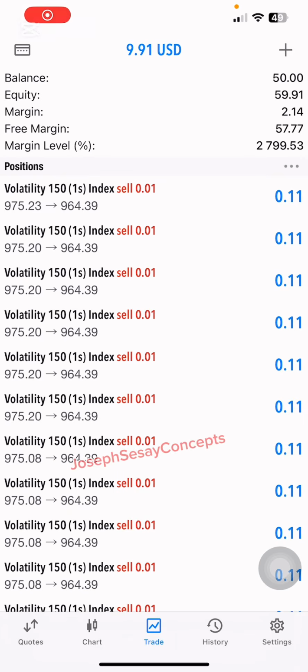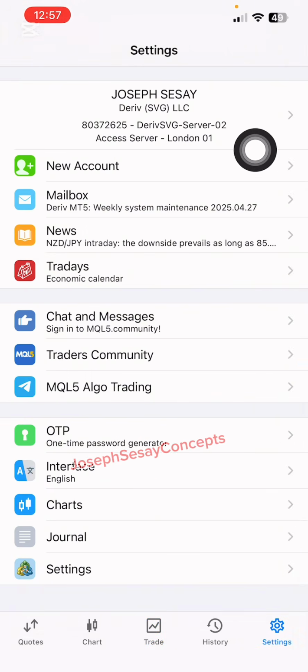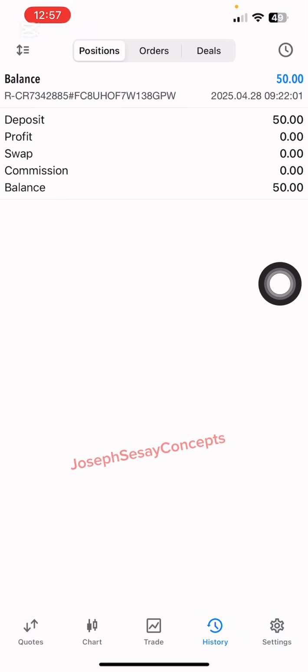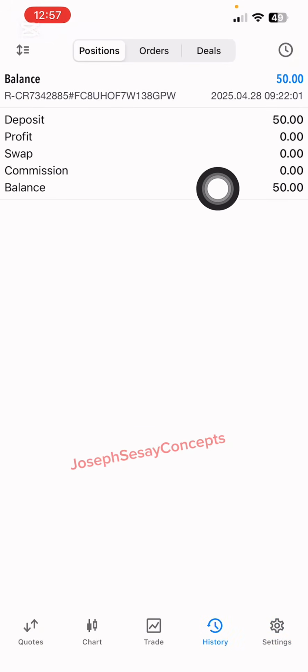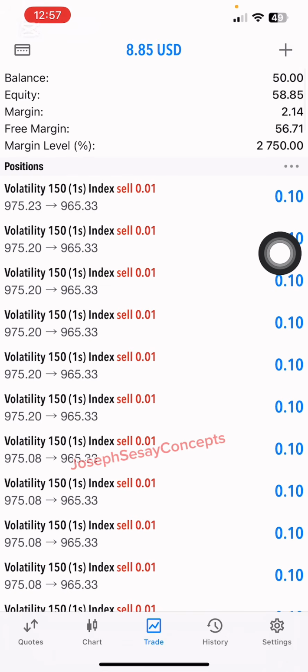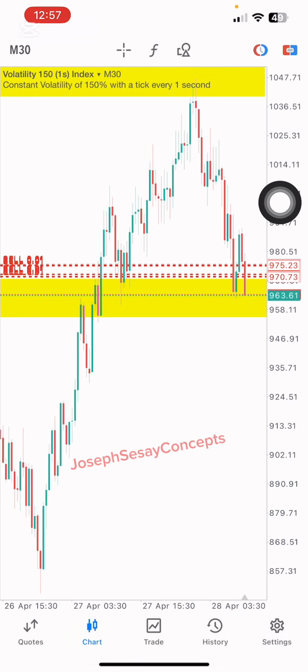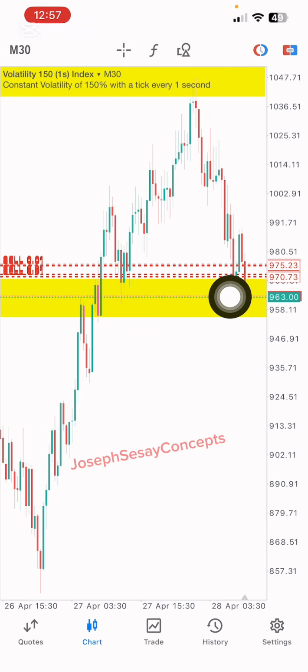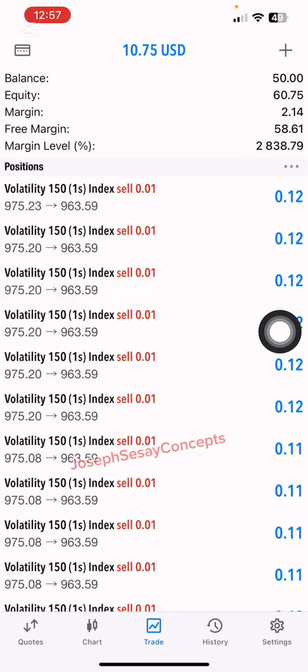A few moments later. So far, our trade is running in profit already. This is the same account, okay? This is the same account, and you see the same deposit that I made for today here. So we are currently running about $9. So let's go to the chart. I have more positions here. I just open more positions.